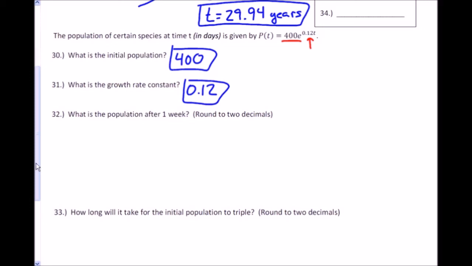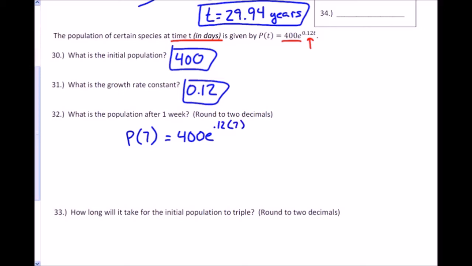And now we get to the nitty-gritty here. It says, what's the population after 1 week? And keep in mind, in our problem here, time is in days. So I am just going to plug this right in, but I've got to plug it in days. So I've got to plug a 7 in for time. Okay, so that's 400 e to the 0.12 times 7.